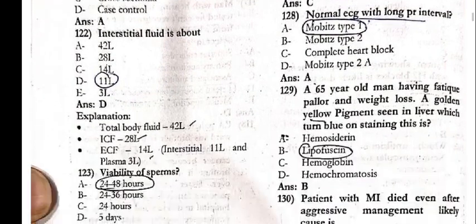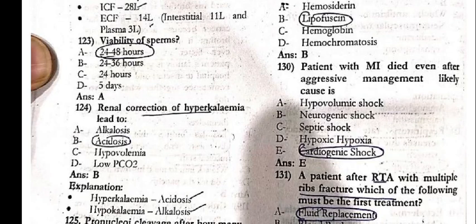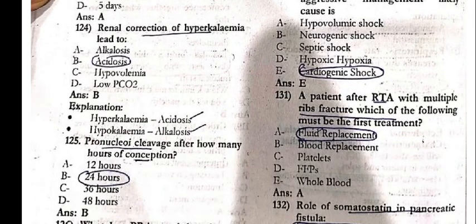Tissue fluid is about 11 liters. Next, the viability of sperms is 24 to 48 hours. Renal correction of hyperkalemia leads to acidosis. 125, the pronuclear cleavage occurs after how many hours of conception?